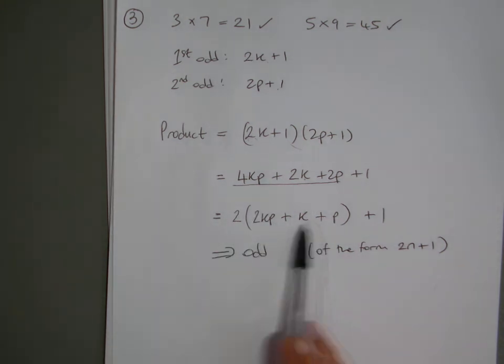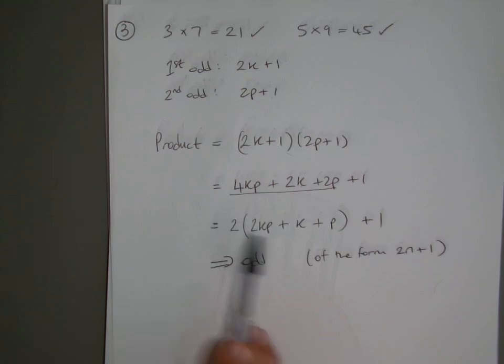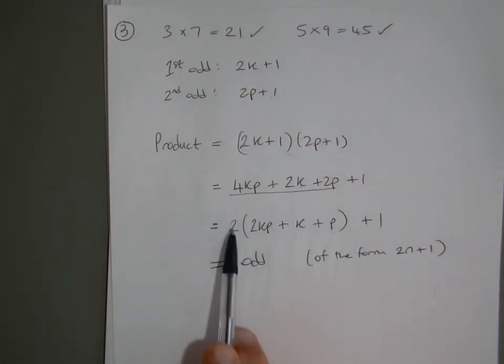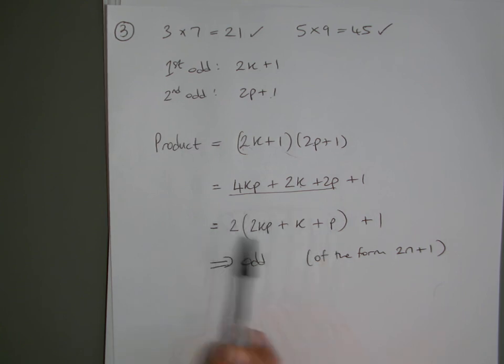The other way of thinking about it clearly is, think about this here. This is even, isn't it? Just this bit here is even because it's a multiple of 2. So this bit's even. Now when you add 1 to an even number, you get an odd number.